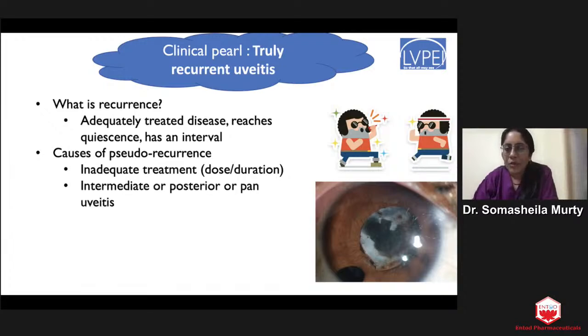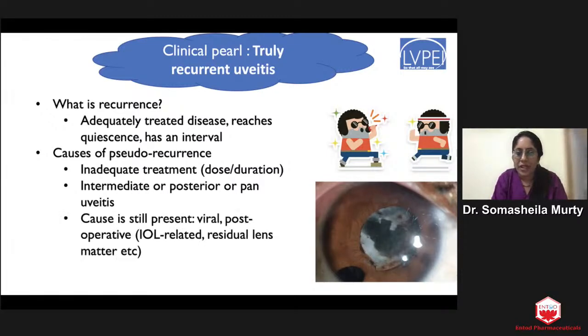And sometimes what you think is pseudo recurrence is actually because the patient has more than anterior uveitis. So there can be intermediate uveitis or posterior uveitis, panuveitis. That is where your very good thorough examination comes into play. In very early panuveitis, certain entities can present with just very subtle anterior chamber cells and so on. And if we don't examine comprehensively, we might miss it. So we give topical steroids, the patient comes back with what we think is recurrence, but it's a pseudo recurrence.